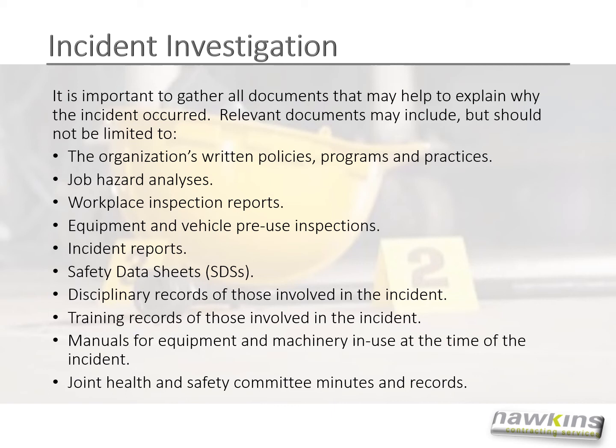It is important to gather all documents that may help to explain why the incident occurred. Relevant documents may include, but should not be limited to, the organization's written policies, programs, and practices, job hazard analysis, workplace inspection reports, equipment and vehicle pre-use inspections, incident reports, material safety data sheets, disciplinary records of those involved in the incident, training records of those involved in the incident, manuals for equipment and machinery in use at the time of the incident, Joint Health and Safety Committee minutes and records, and the list can go on.